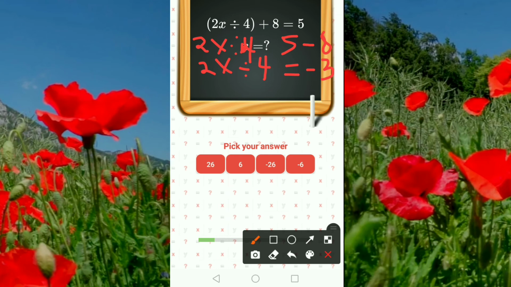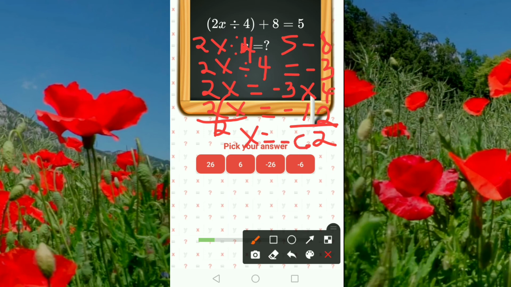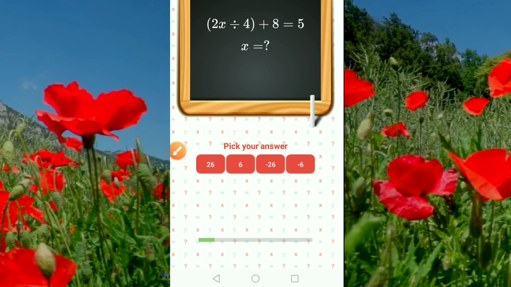And then we multiply the 4 on both sides. So 2x equals negative 3 times 4. So 2x equals negative 3 times 4 equals negative 12. And then we divide by 2 on both sides. So 2 divided by 2 equals 1. We cancel that. So our answer is x equals, so negative 12 divided by 2 equals negative 6. So our answer is negative 6.